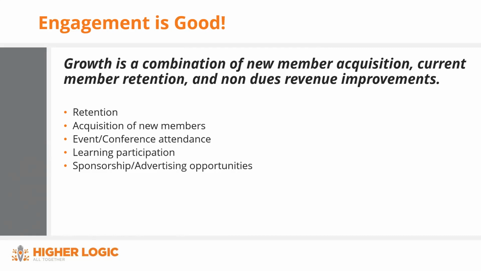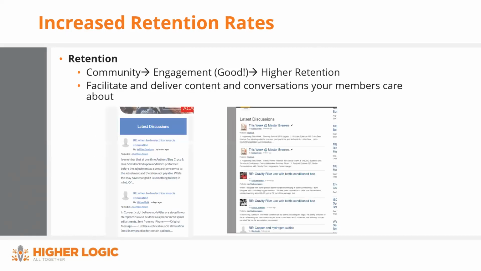And the community, through a variety of efforts, can help with all efforts that typically drive revenue for an organization. Today, I'm going to focus on specific strategies around retention, acquisition, event and conference attendance, learning participation, and then sponsorship and advertising opportunities. All things you can do within our community to help you improve those areas. And then at the end, we're going to balance that out and show what the return would look like if done correctly. So the first one we're going to start with is retention.